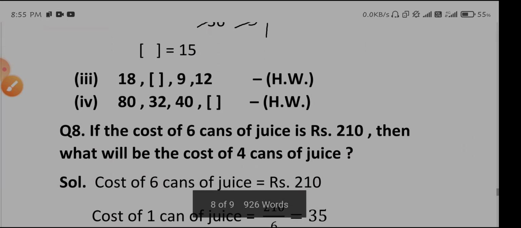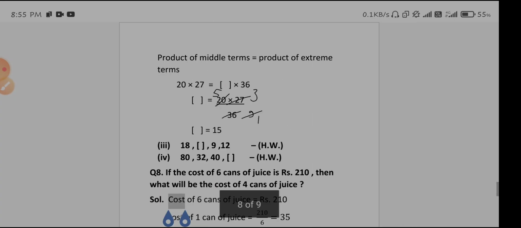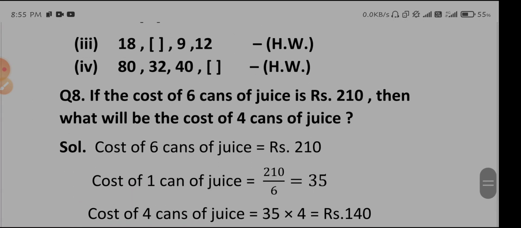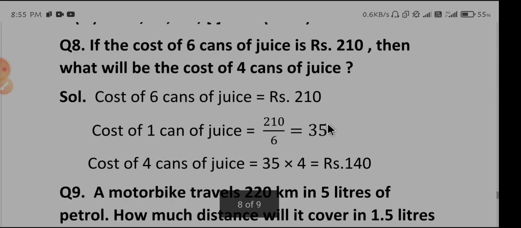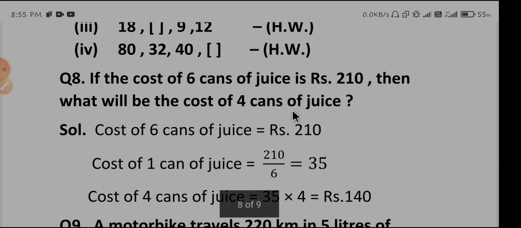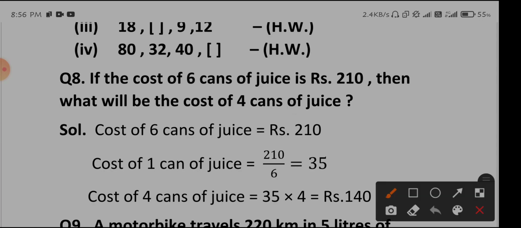Then solve questions number 3 and 4. After this, question number 8. If the cost of 6 cans of juice is rupees 210, then what will be the cost of 4 cans of juice? Here in this question we will apply the unitary method. Unitary method means first of all we'll find for only one can.